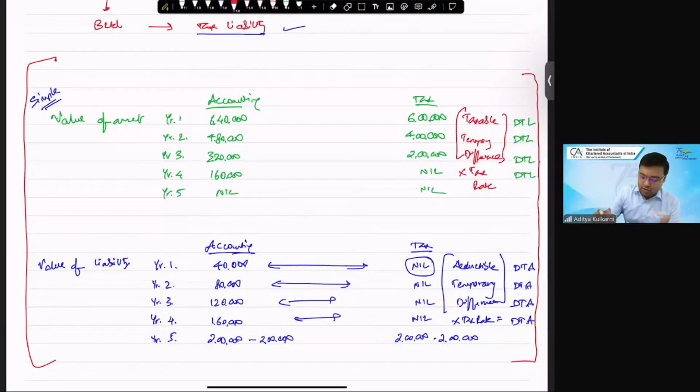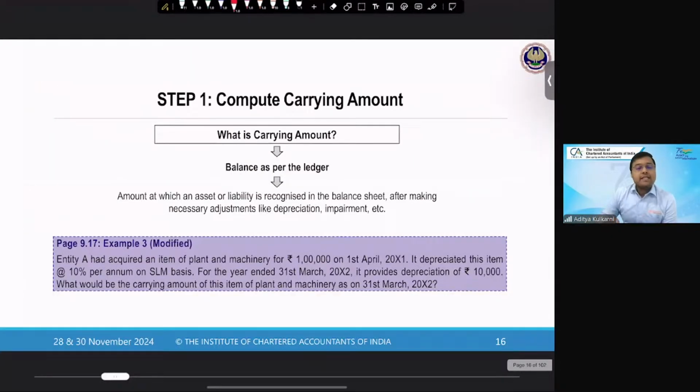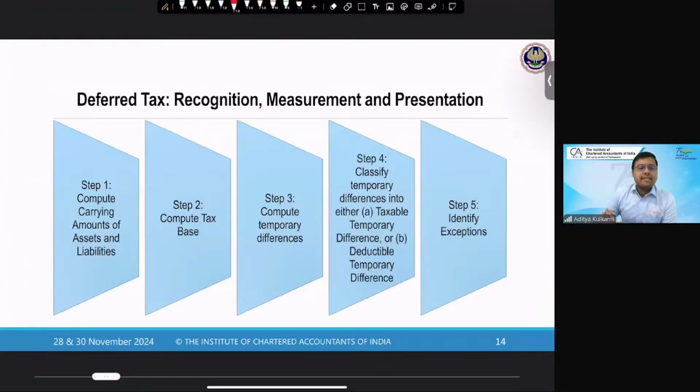So now, when I have to calculate my deferred tax, what are the steps involved? It is a 10-step mechanism. The first one is compute the carrying amount of assets and liabilities.